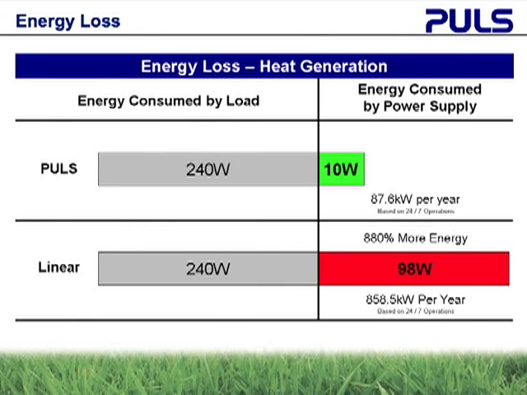The comparison slide shows that this linear unit uses 880% more energy to operate the same 240 watt load. That is a lot of wasted energy, especially today when everyone is so focused on green.